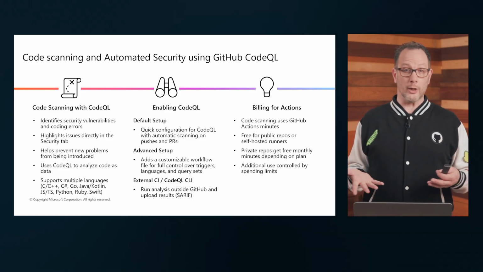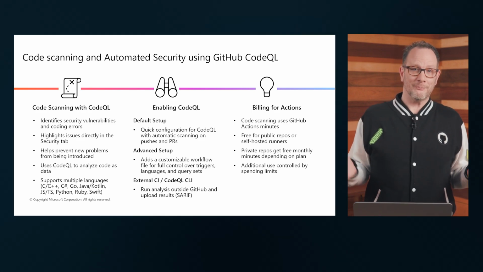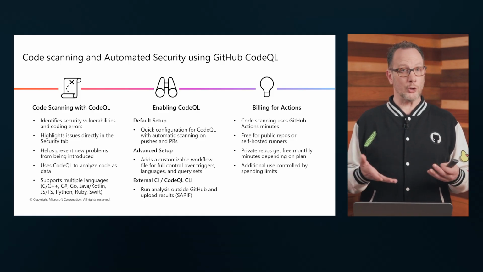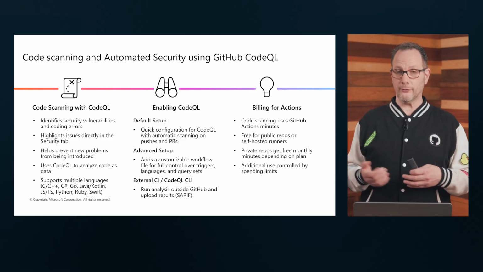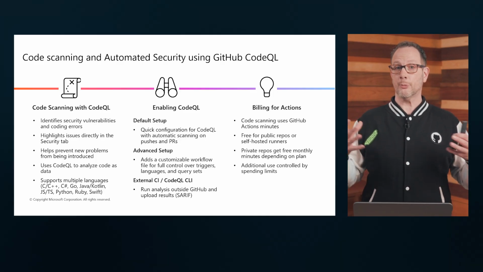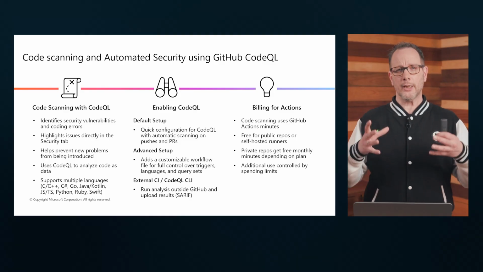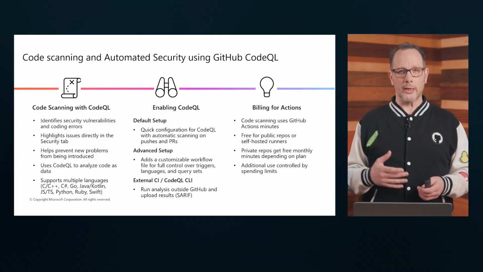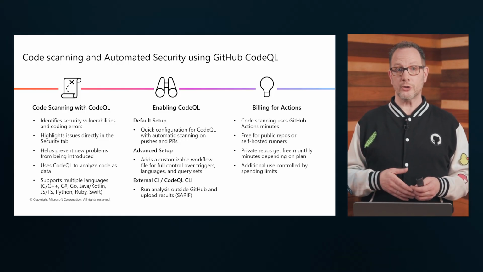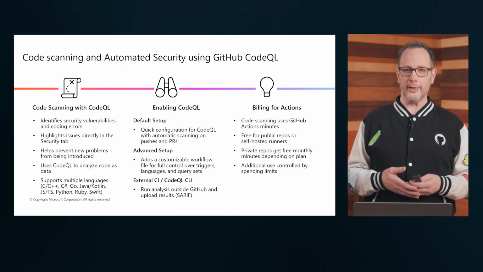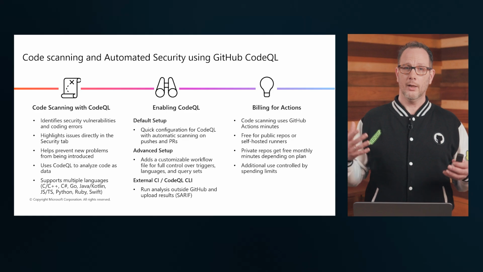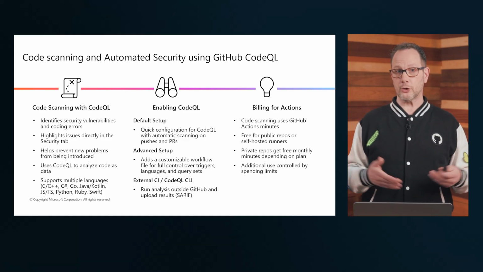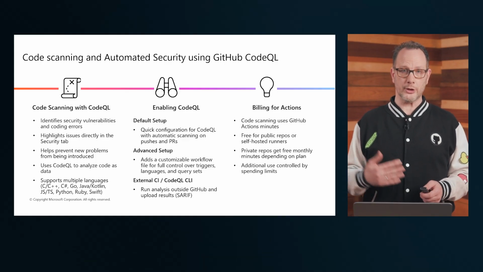There are a couple of different setup options, starting from the default setup, using advanced workflow configuration, and then running CodeQL through external CI/CD pipeline systems, like, for example, Azure DevOps. Each approach has its own benefits, depending on how customizable you want your scanning pipeline to be. But also keep in mind that GitHub Actions billing affects code scanning usage, especially when working with private repos. I hope it makes sense for you how CodeQL fits into your broader DevSecOps strategy and how to choose the right configuration for your environment.